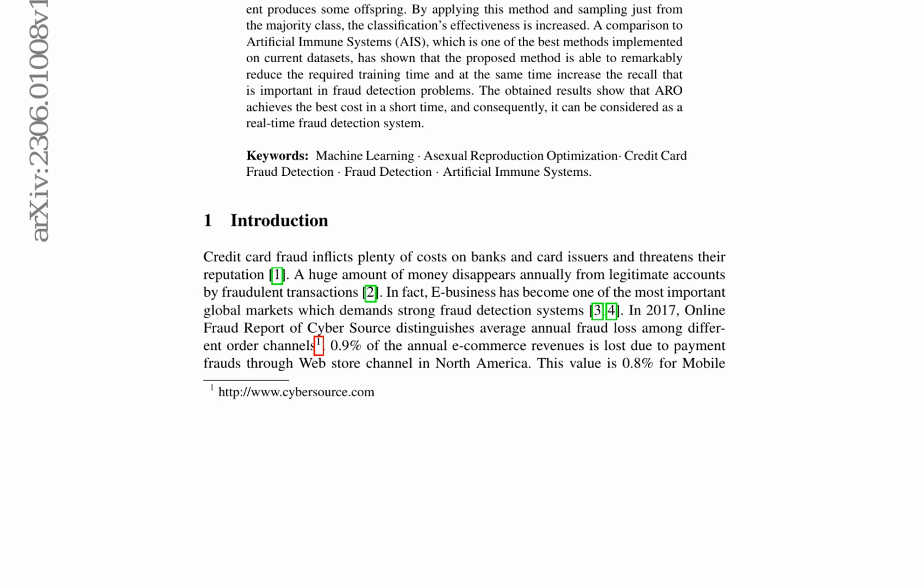Arrow is a supervised method that aims to improve fraud detection effectiveness by sampling from the majority class, thereby enhancing recall and reducing the required training time. Credit card fraud can be categorized into application frauds and behavioral frauds, and fighting techniques against fraud become more significant as the number of frauds increases.